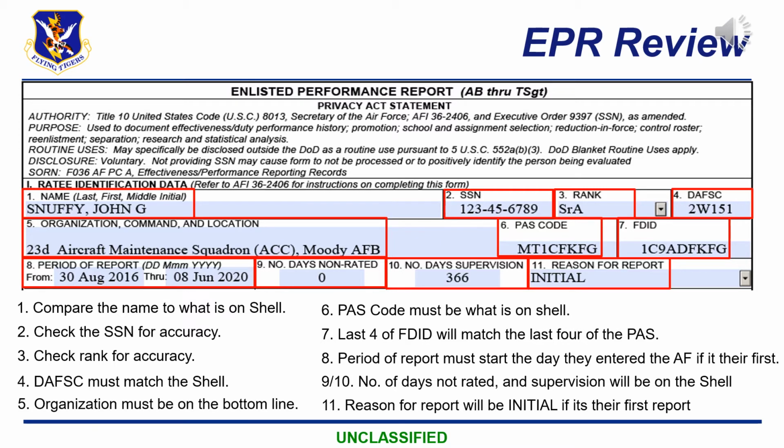9 and 10 are the number of days not rated and days of supervision. This will be on the shell. Number of days not rated, it'll show you exactly on the shell if the member was not rated. That needs to be placed on there. Same thing with days supervised. And the last one, reason for report, will be initial if this is their first report. Obviously, if it's not, it's going to be an annual or directed by commander.